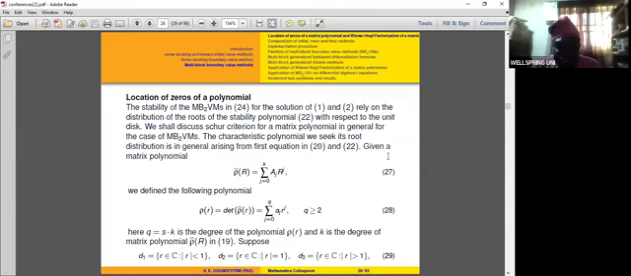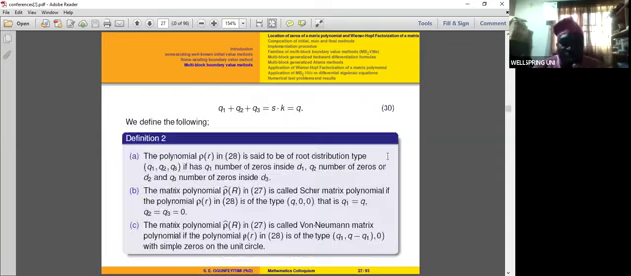So this condition is what will make us give some definitions. Q1, Q2, Q3 form Q. That is to say, when you add Q1, Q2, Q3 together, it forms Q. Then we are at liberty to give the following definition. The polynomial in 28 is said to be of root distribution type Q1, Q2, Q3 if it has Q1 number of zeros inside D1, Q2 number of zeros on D2, which is the root on the boundary, while Q3 is the number of zeros inside D3, which is the root outside the unit circle.